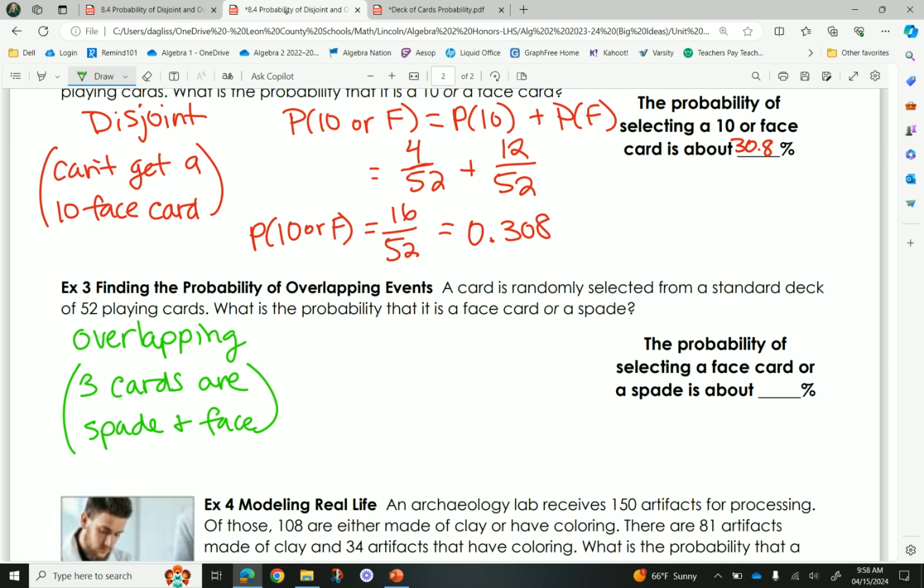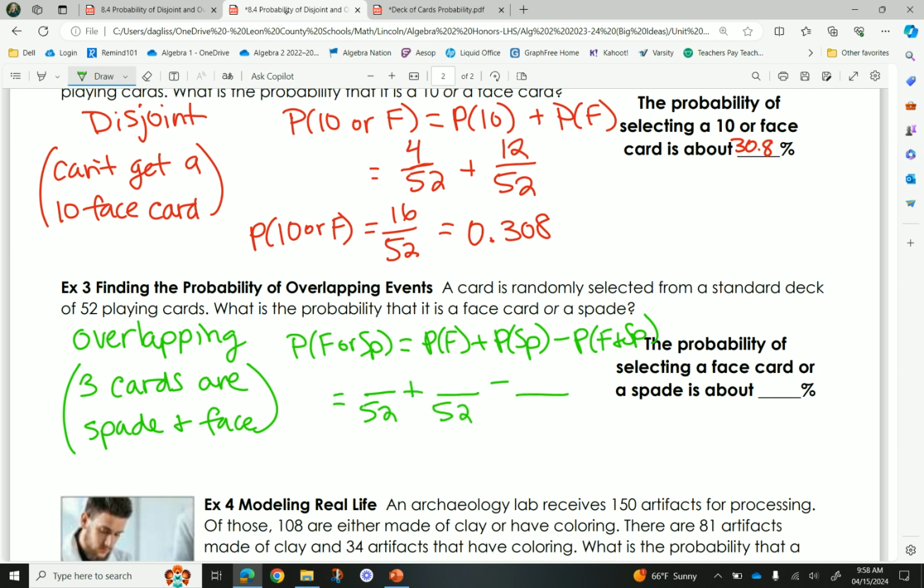Okay. So to find the probability of face or spade, we're going to do the probability of face plus the probability of a spade and subtract the overlap of face and spade. Because when I add the 2 together, we're going to double count those. We already know it's 3, right? Those 3s are going to get counted twice.